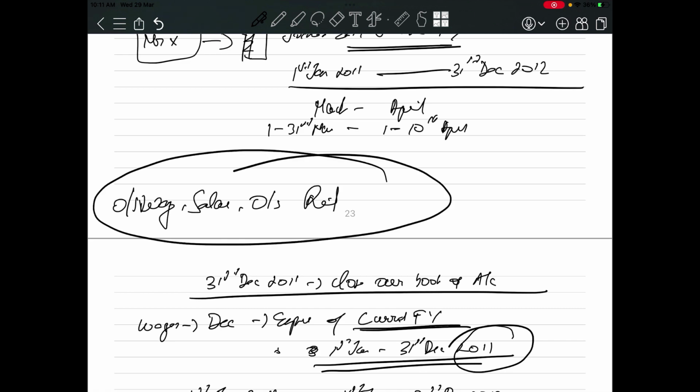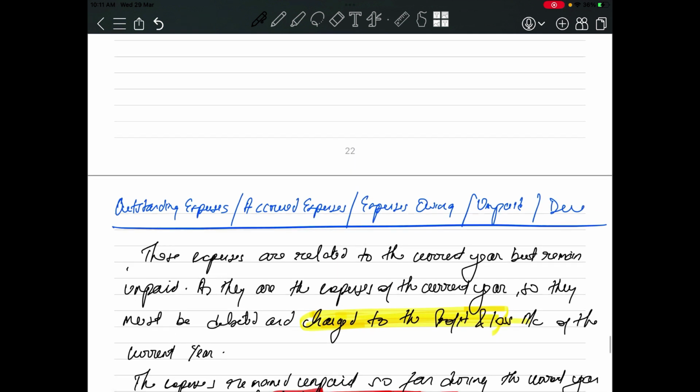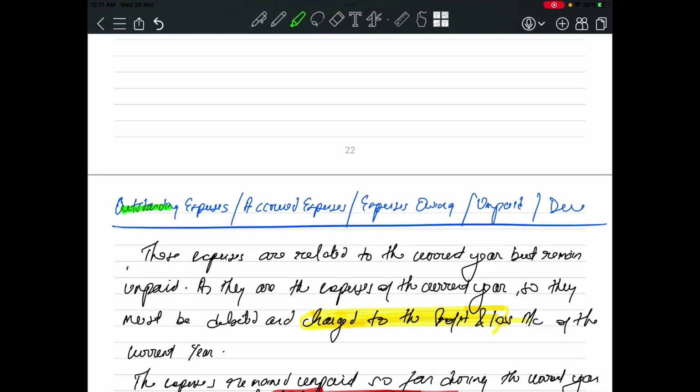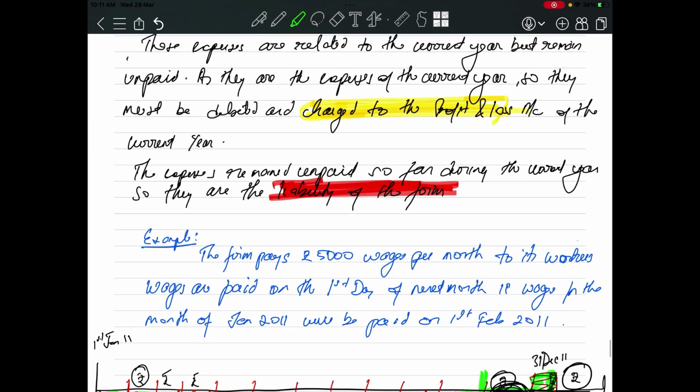Whenever you see any word called outstanding or accrued expenses, owing, unpaid or due, you will have to apply this concept. You have to remember.